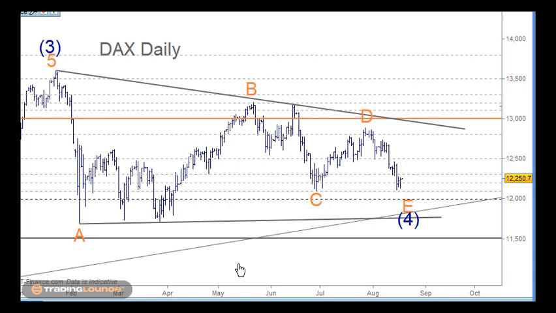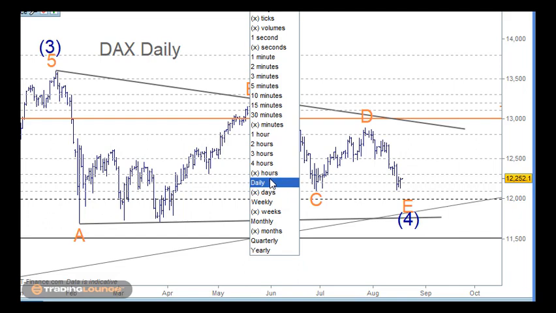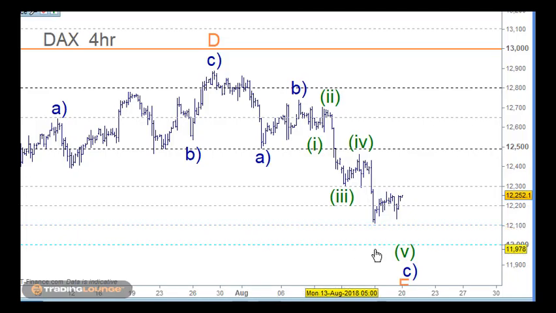Here we're looking at intermediate wave 3 with an A, a B, a C, a D and an E wave for wave 4. From wave D to wave E, we're looking for 3 waves. Let's go in and have a look at that on the intraday 4-hour chart.